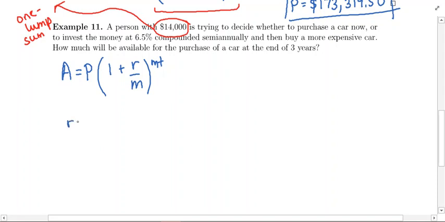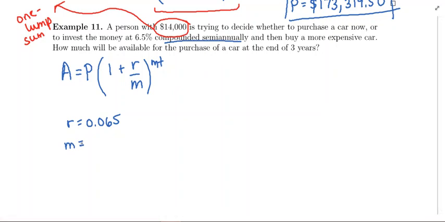We know the interest rate is 0.065 because it's 6.5%. The interest is compounded semi-annually. Remember semi-annually? Go back and refer to the little box we did with the M values. If you don't remember, semi-annually means every 6 months or twice a year. So M would be 2. Time, the person's going to save the money for 3 years. So T is 3.